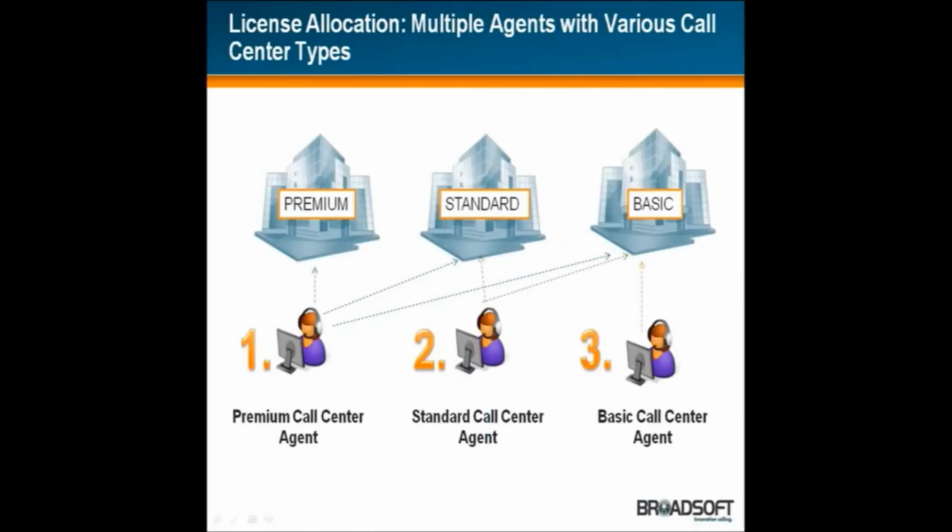To properly utilize your BroadWorks licenses, it is important to understand how the licensing works when agents will be assigned to multiple call centers of various call center types. Agent number 1 represents a premium call center agent. If a user is assigned a premium call center license, they can also be assigned to any premium, standard, or basic call center within the Enterprise group.